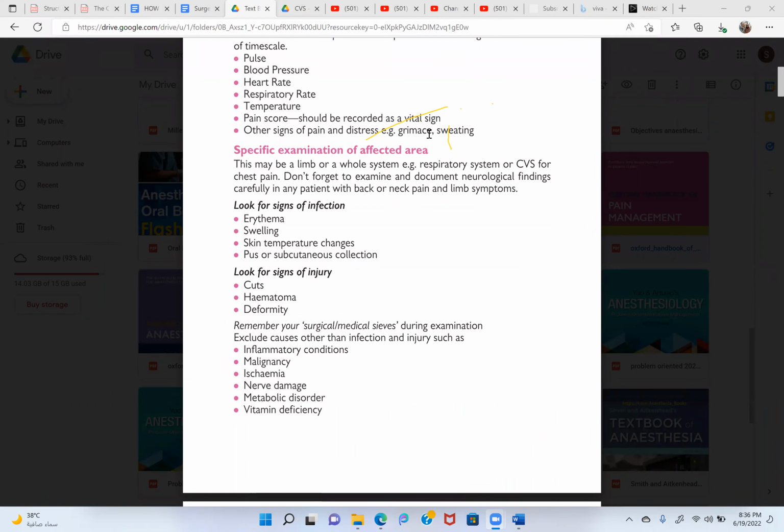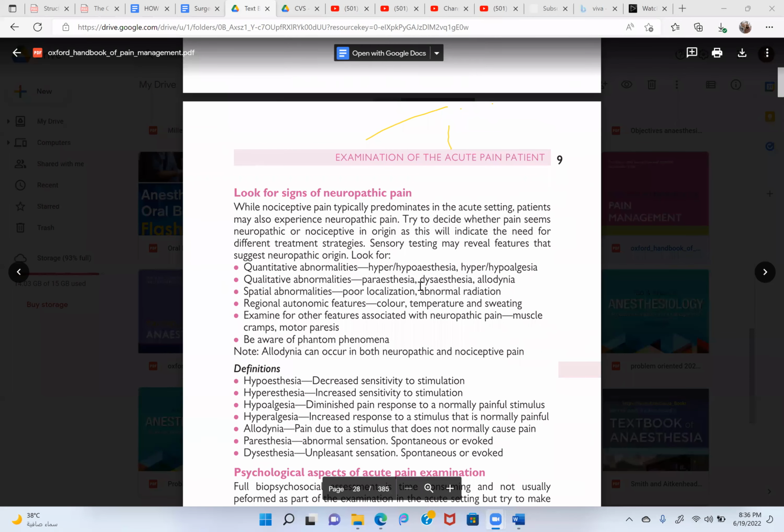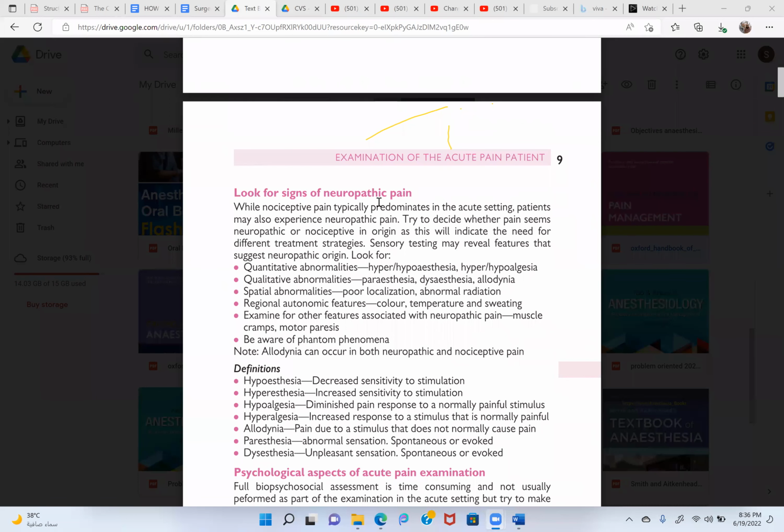Then electrolyte imbalance. Electrolyte imbalance will result in crampy pain in the muscles. Okay. So in the evaluation, one will be acute pain and one will be chronic pain. In chronic pain, neuropathic pain. Neuropathic pain is the pain in which there is some disordered response of the nervous system, to be very simple.